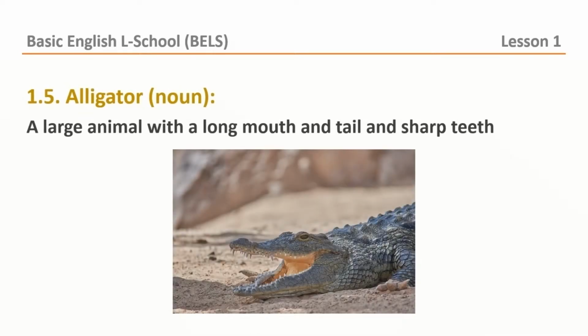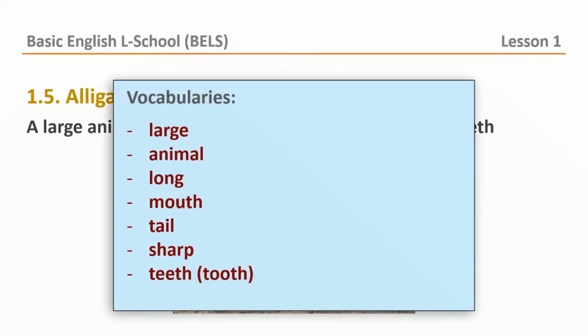Alligator. It's a noun. A large animal with a long mouth and tail and sharp teeth. The vocabularies: large animal, long mouth, tail, sharp teeth. The word teeth is the plural form of tooth.